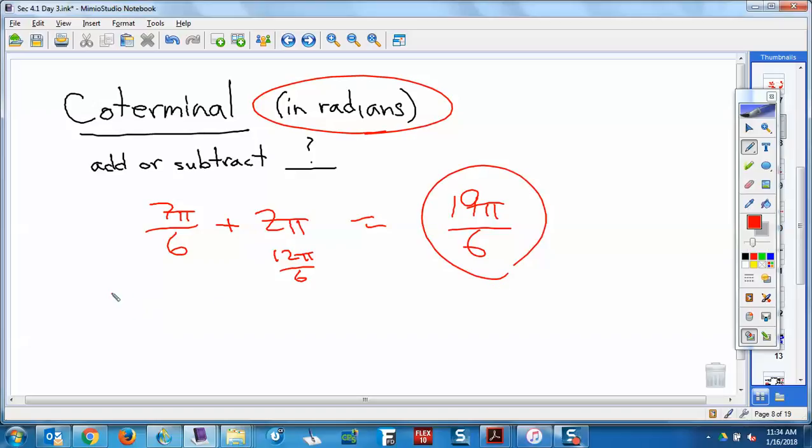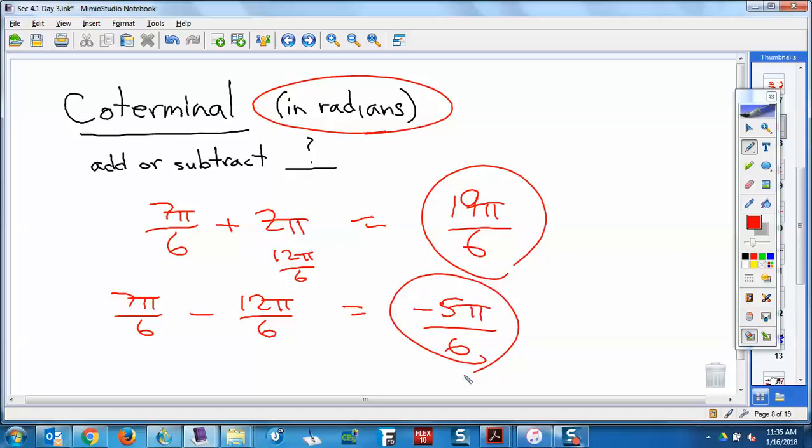Now I want a negative one, okay? 7 pi over 6 minus 12 pi over 6 is negative 5 pi over 6. Okay? So there's a positive coterminal and a negative coterminal. Remember, 2 pi and 360 degrees are interchangeable, but one's in degrees and one's in radians. So if the problem's in radians, we want to stay in radians. If we're doing coterminal and the problem starts in radians, you leave it in radians. If it starts in degrees, you leave it in degrees.